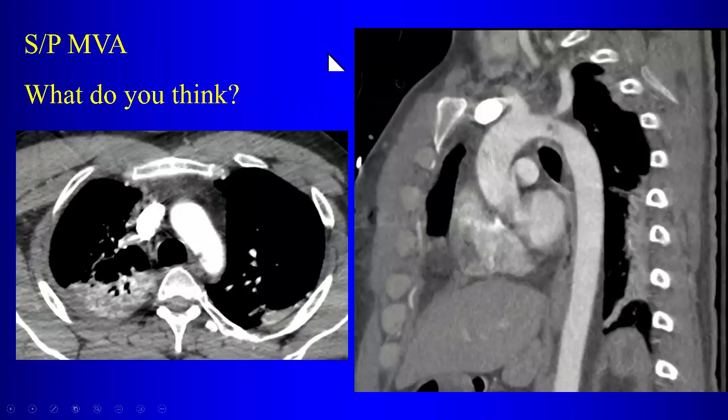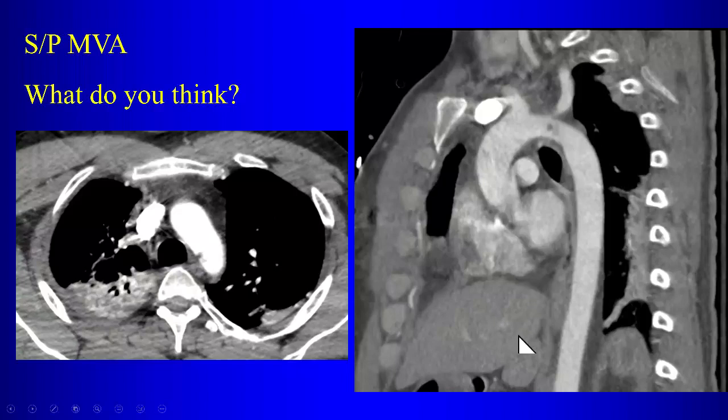Another patient with motor vehicle accident. What do we have here? And what's the significance? Yeah, so here there is an intimal irregularity, okay, but there is no hematoma. There's no hematoma in the mediastinum outside of the aorta. So this is called minimal aortic injury.